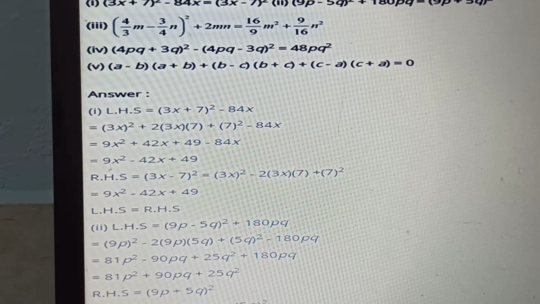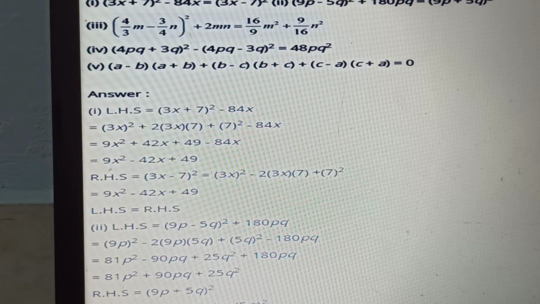Just take the left hand side, (3x + 7)² − 84x. Expanding with the (a + b)² formula, we get 9x² + 42x + 49 − 84x. One is plus and another is minus, so the greater one takes the minus sign. Adding the like terms, 84x and 42x, we get a minus sign here.